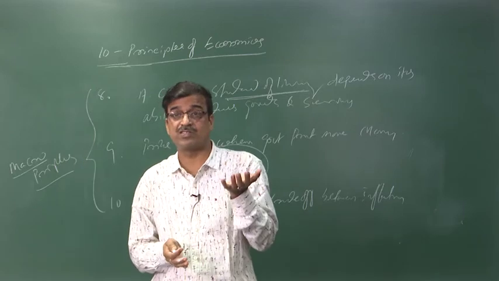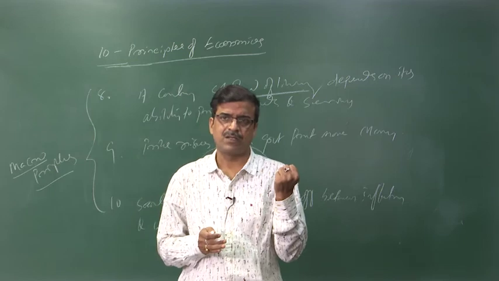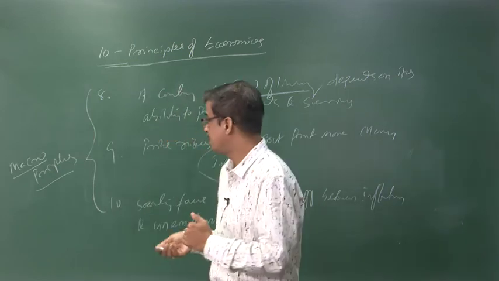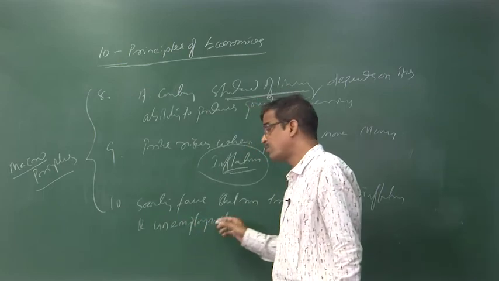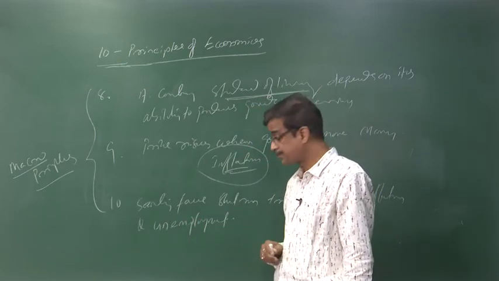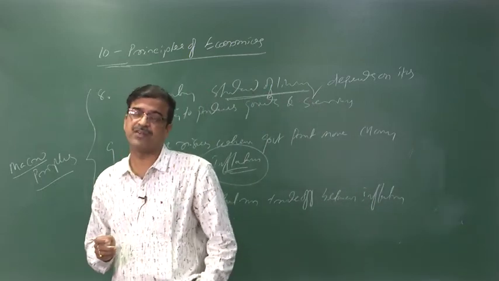inflation will occur. So there is always a trade-off, which was explained by Phillips, the famous British economist. He explained this in the inflation chapter, which will also be studied later in macroeconomics. So these are the 10 most important principles of economics.